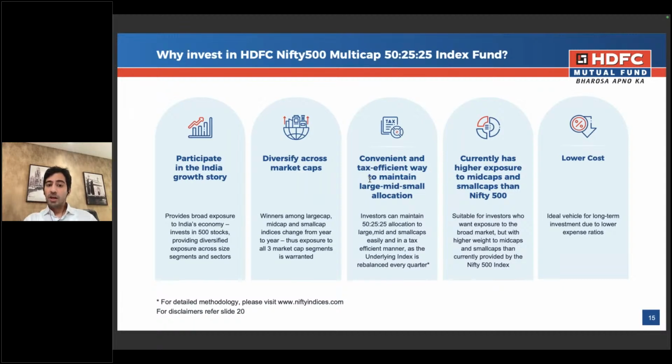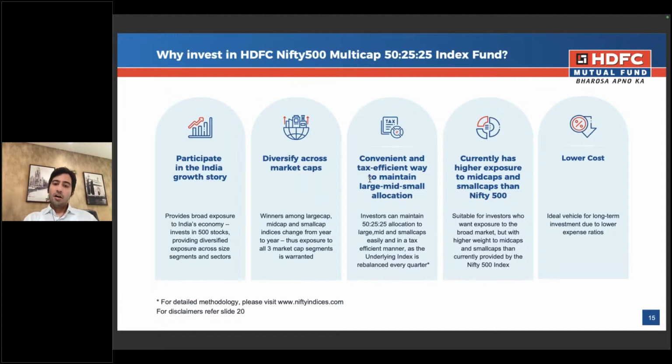But you can maintain this allocation of 50 25 25 for the long term in a very tax efficient manner, because जो भी quarterly rebalancing हो रहा है उस पे ना तो फंड और ना ही इन्वेस्टर टैक्स देंगे. इन्वेस्टर तभी टैक्स देगा जब एंड में रिडीम करेंगे. But all the rebalancing, all the maintenance of 50 25 25 is going to be no tax. So hence its exposure to this product is a tax efficient way to maintain the allocation for the long term.